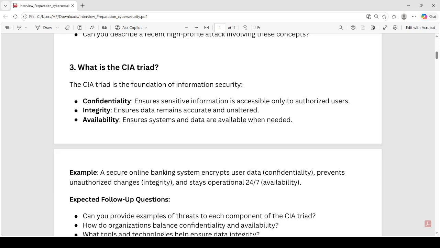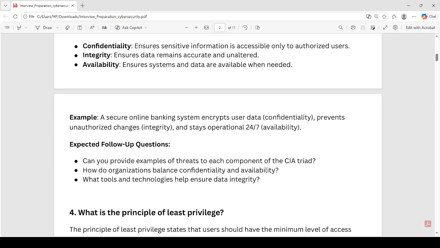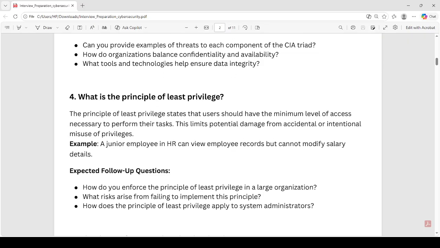Question number 4: what is the principle of least privilege? The principle of least privilege states that a user should have the minimum level of access necessary to perform their task. This limits potential damage from accidental or intentional misuse of privilege. Example: a junior employee in HR can view an employee record but cannot modify salary details.